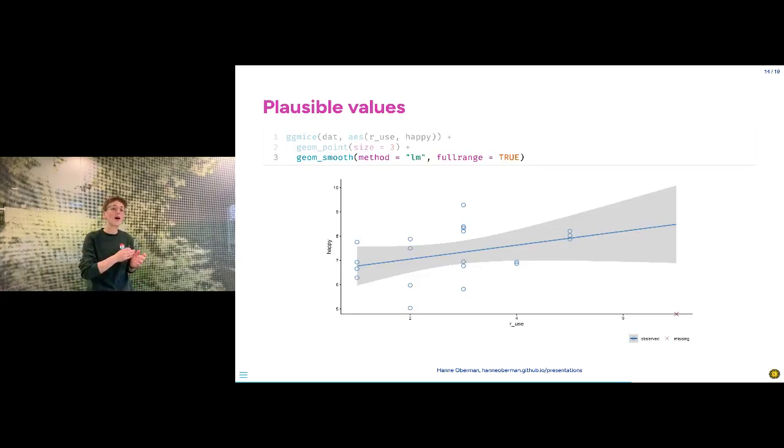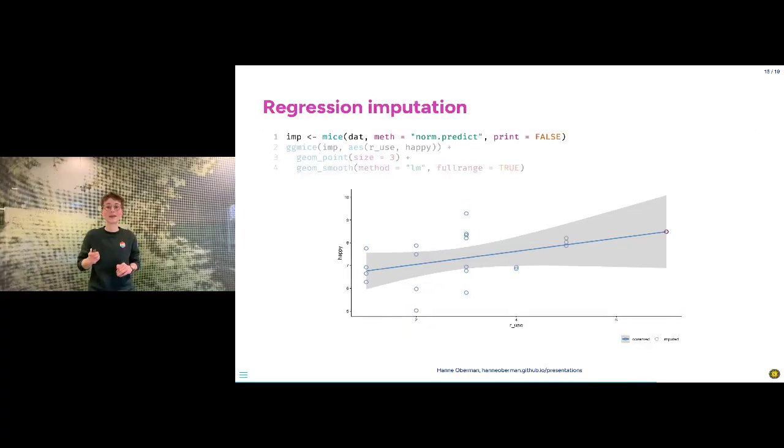We could use the observed data to figure out what the plausible values might be for this incomplete case. And if we would impute this predicted value, then we would have a perfect prediction along the line of the observed data. But unfortunately, this would end up with incomplete results because we're underestimating the amount of uncertainty here.